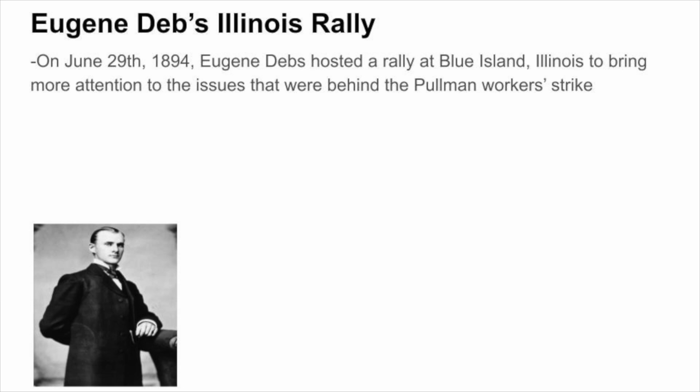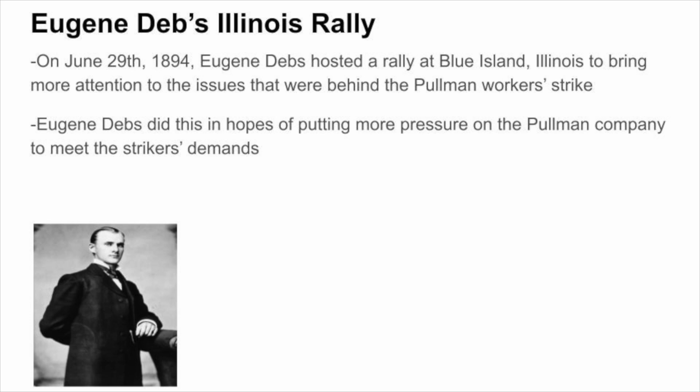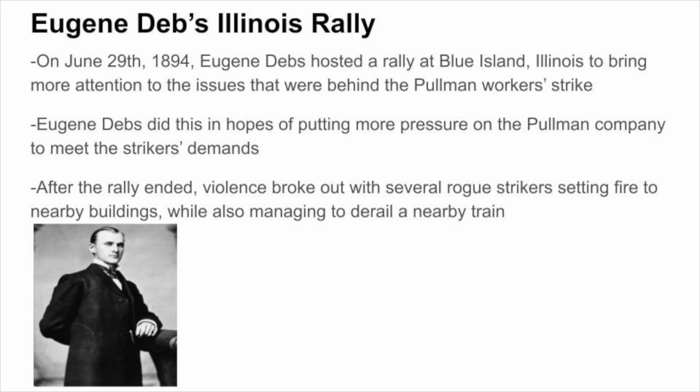On June 29, 1894, Eugene Debs hosted a rally at Blue Island, Illinois, to bring more attention to the issues that were behind the Pullman workers' strike. He did this in hopes of putting more pressure on the Pullman Company to meet the strikers' demands. After the rally ended, violence broke out, with several rogue strikers setting fire to nearby buildings while also managing to derail a nearby train.